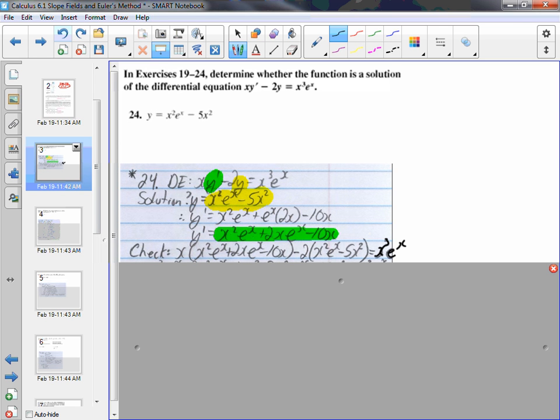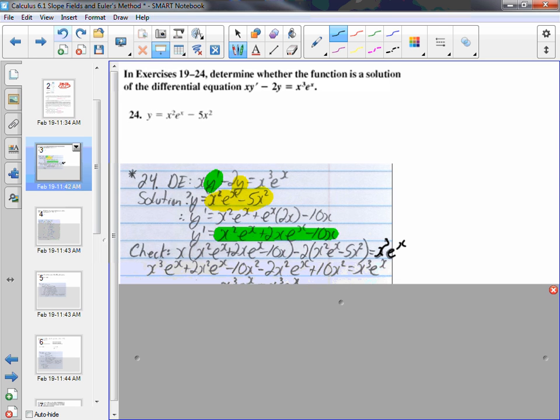So it's just a lot of algebra at this point to see if we can make the left side equal the right side. On the left side, distribute that x. So we'll get x cubed e to the x. Distribute the x to the middle term to get 2x squared e to the x. And distribute the x to the last term to get negative 10x squared. For the next parentheses, distribute the negative 2 to get negative 2x squared e to the x plus 10x squared.